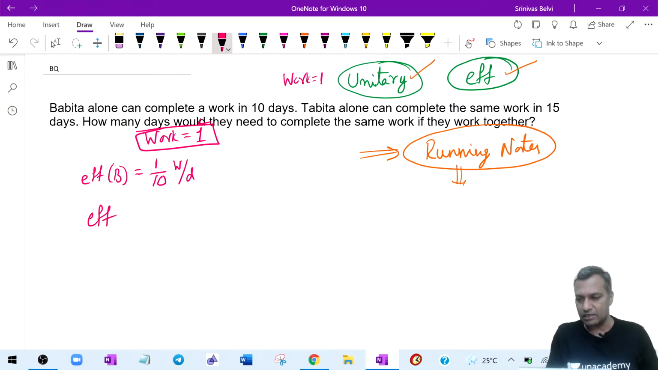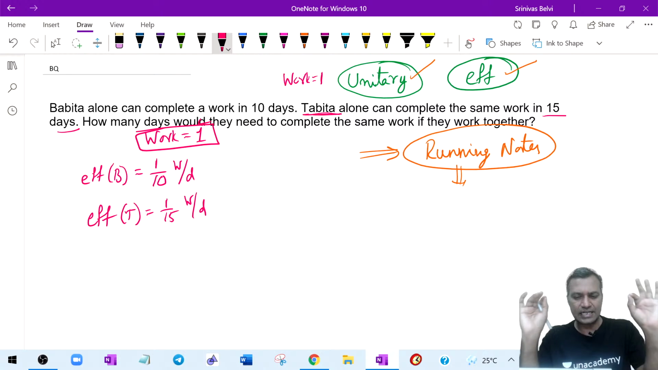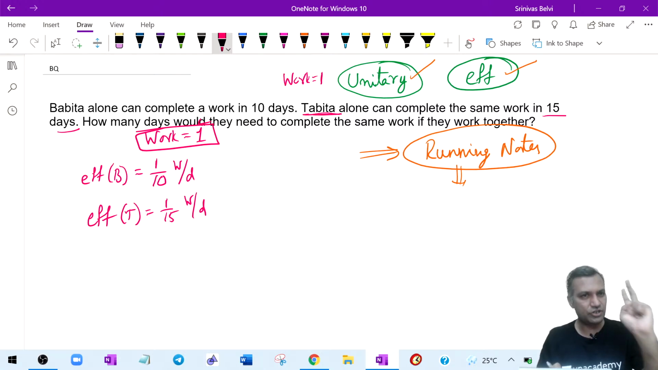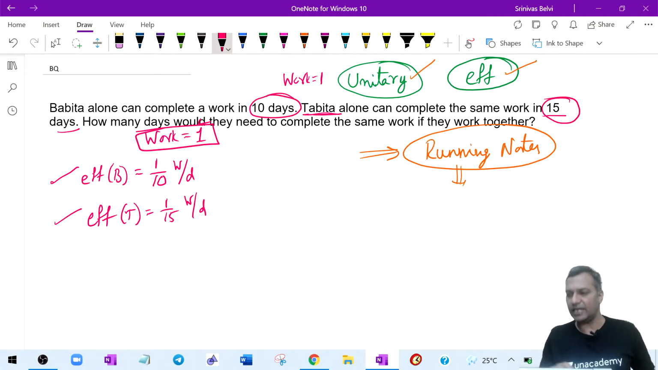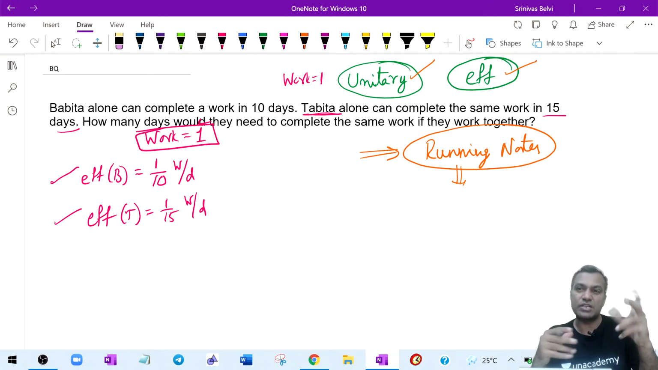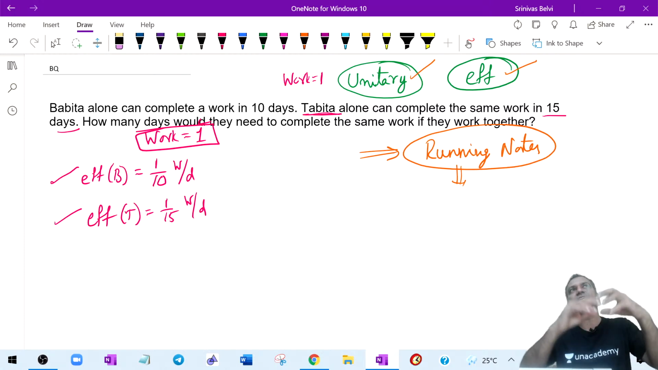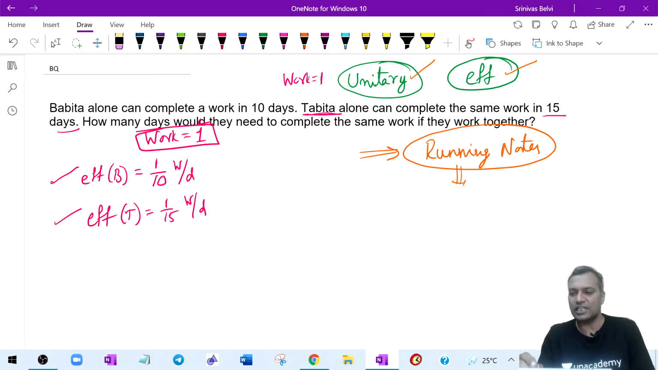Okay, second person. So you inquire with Tabitha. Tabitha alone can do this in 15 days. Therefore, Tabitha can do 1 by 15th portion of work per day. Now, your teachers have very clearly said, hey, efficiencies can be added, efficiencies can be subtracted. Whatever you want to do, you have to do with efficiency, not with days. When the author knows that efficiency is important, they generally never give efficiencies in the exam, they give the days. And we know that efficiency and days are inversely proportional, because somebody more efficient will take less time. Somebody less efficient will take more time to do the same job. They are inversely proportional.